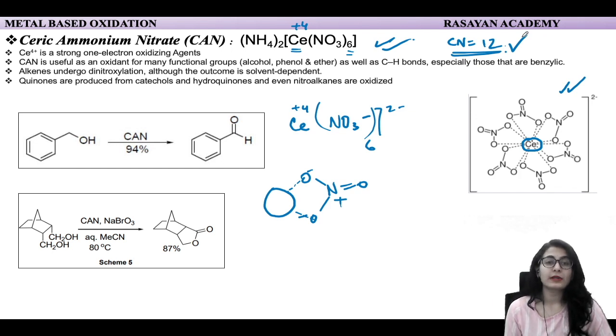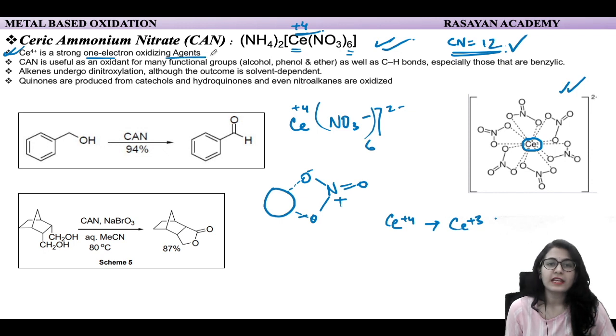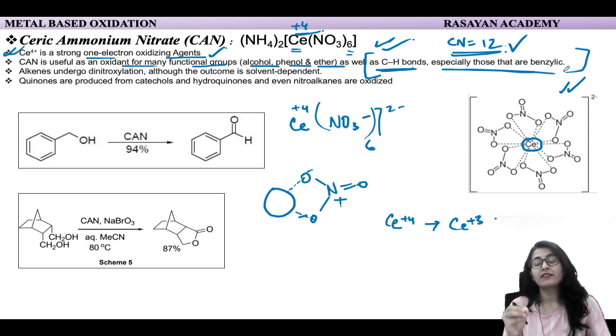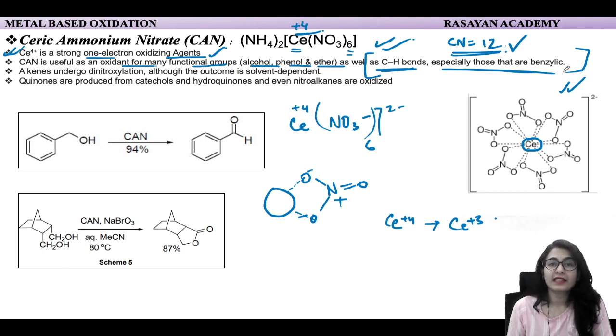It is surrounded by 12 sides, and also the oxidation state of cerium is +4. Now cerium +4 only carries out one electron oxidation to give you cerium +3. Okay, and yeah, it's written over here, only one electron oxidizing agent it is. It is useful as an oxidant for many functional groups like alcohol, phenol, and ether. Okay, also especially for benzylic CH bonds, it is going to behave as an oxidizing agent for the benzylic CH bonds.